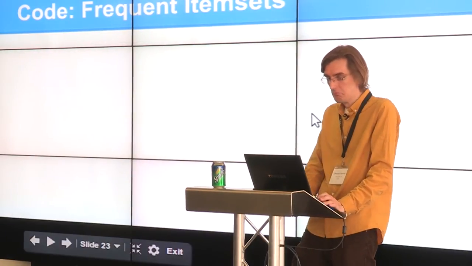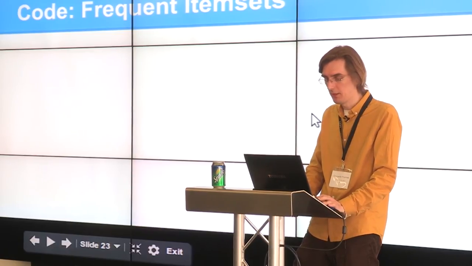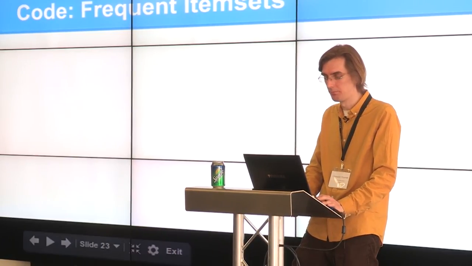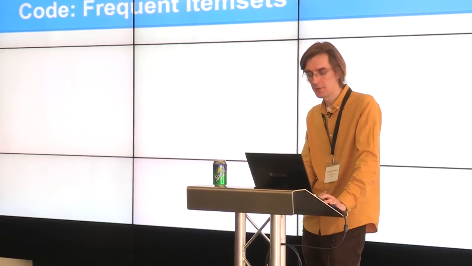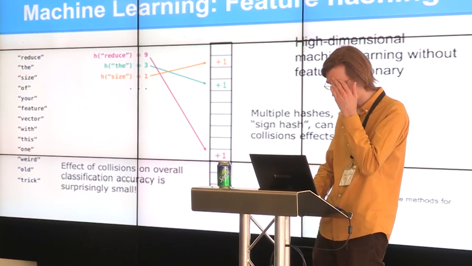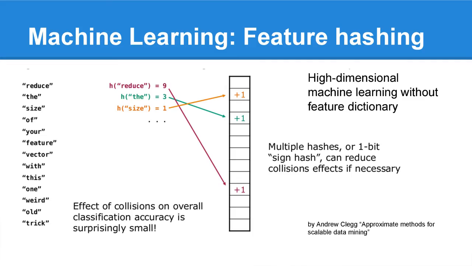Good, so we can build a frequent item set, like popular browser agents, on the fly from any data stream. So what's next? This is more about approximation solutions, and this is about hacks. It's less scientific, but more practical.